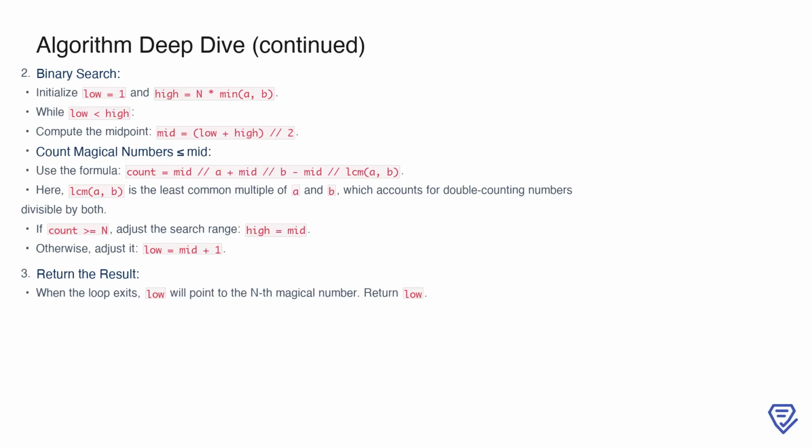Based on the count, we adjust the search range. If the count is greater than or equal to n, the nth magical number must be on the lower side, so we set high equals mid. Otherwise, we set low equals mid plus 1. When the loop ends, low will point to the nth magical number, which we return as the result.